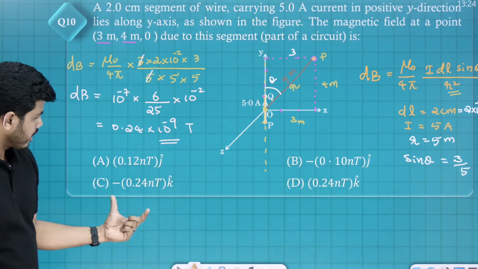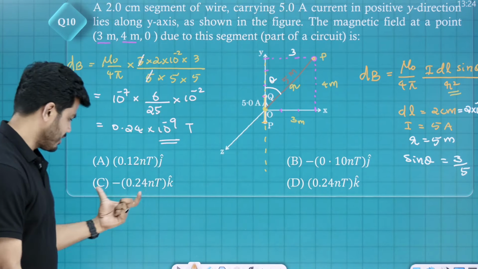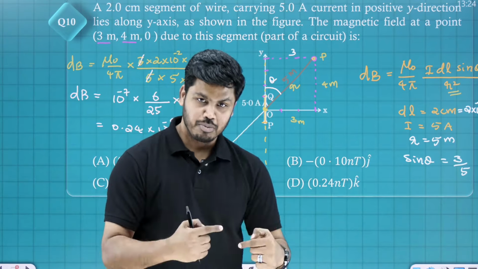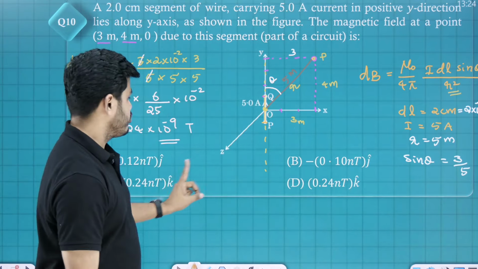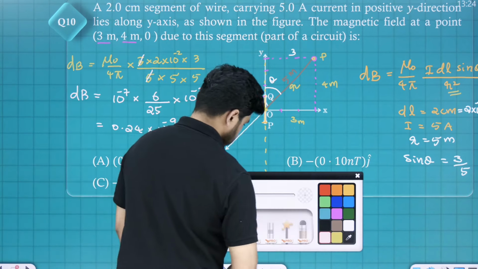And look at the options. We have 0.24, 2 of them. Yes, so we are confused now about which one to select. For that, we should know the direction also, because the vector form is given. I cap, j cap and k cap are given, right? So now we have to find out the direction also.